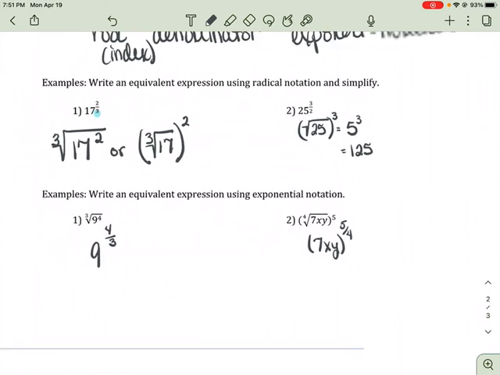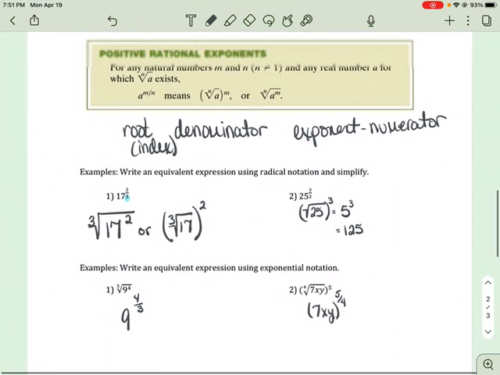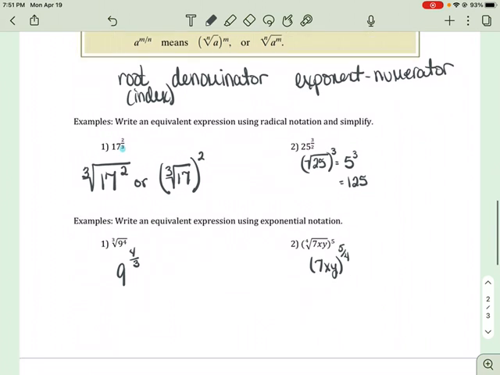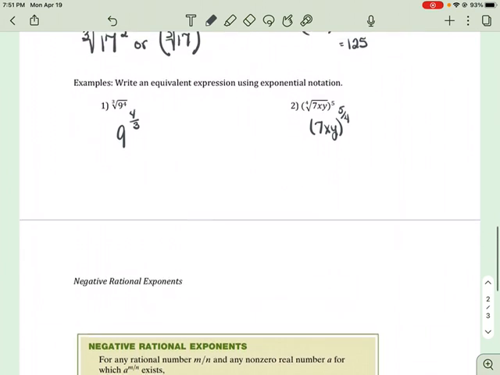Okay, so over here, try this one. 7xy to the 5/4. If there's an exponent involved with your radical, it becomes the numerator of your fraction, and the denominator is still your root. Index is another word for it. Okay, all right.